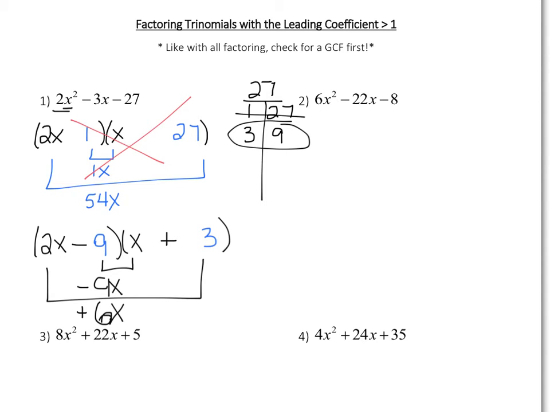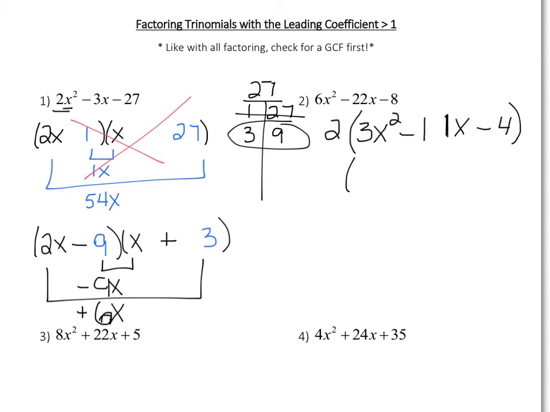Okay, let's try example number 2. So we want to check for GCF. Is there a number I can divide all 3 of those by? You should be saying, yes, I can divide all 3 pieces by 2. So when I divide them, I get this. That's an 11.